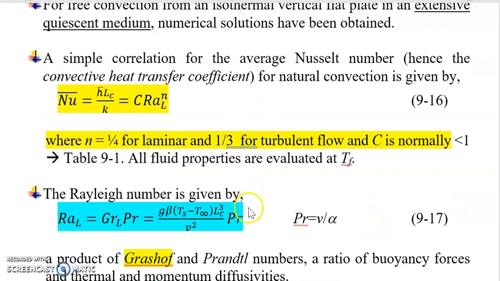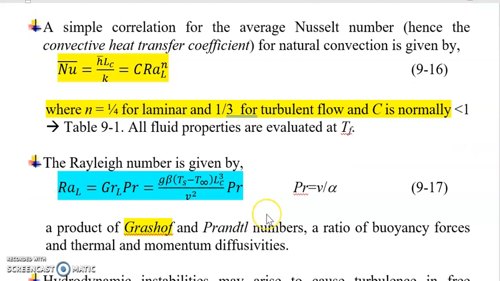Here is defined another important dimensionless number, the Rayleigh number, which is just a product of the Grashof and Prandtl numbers. It's a ratio of the buoyancy forces to that of thermal and momentum diffusivities.